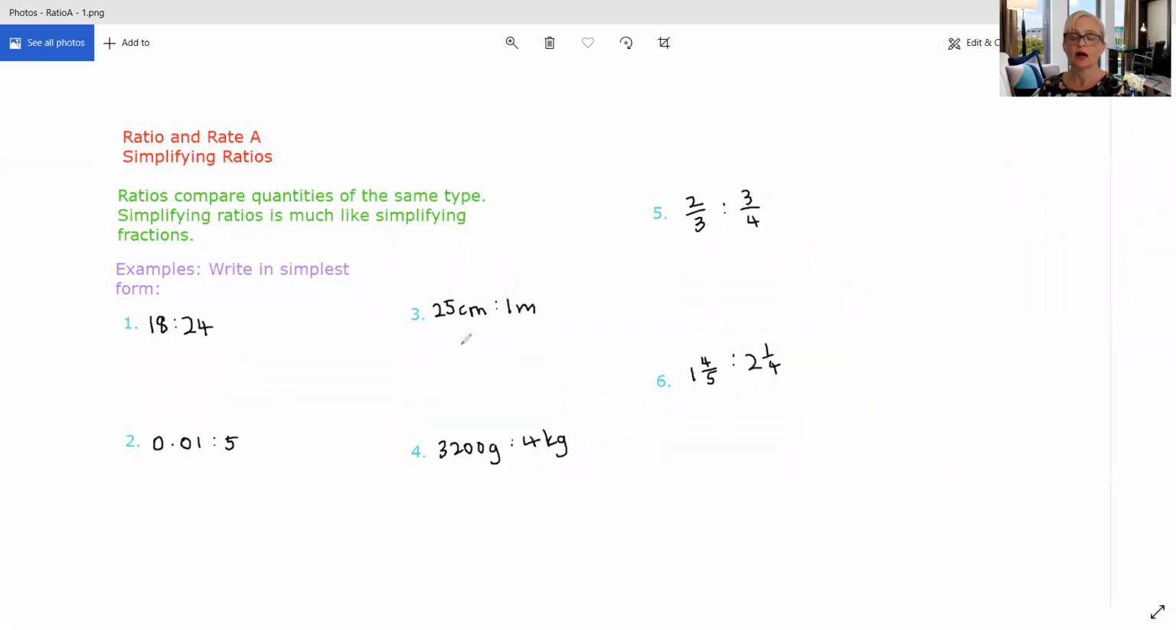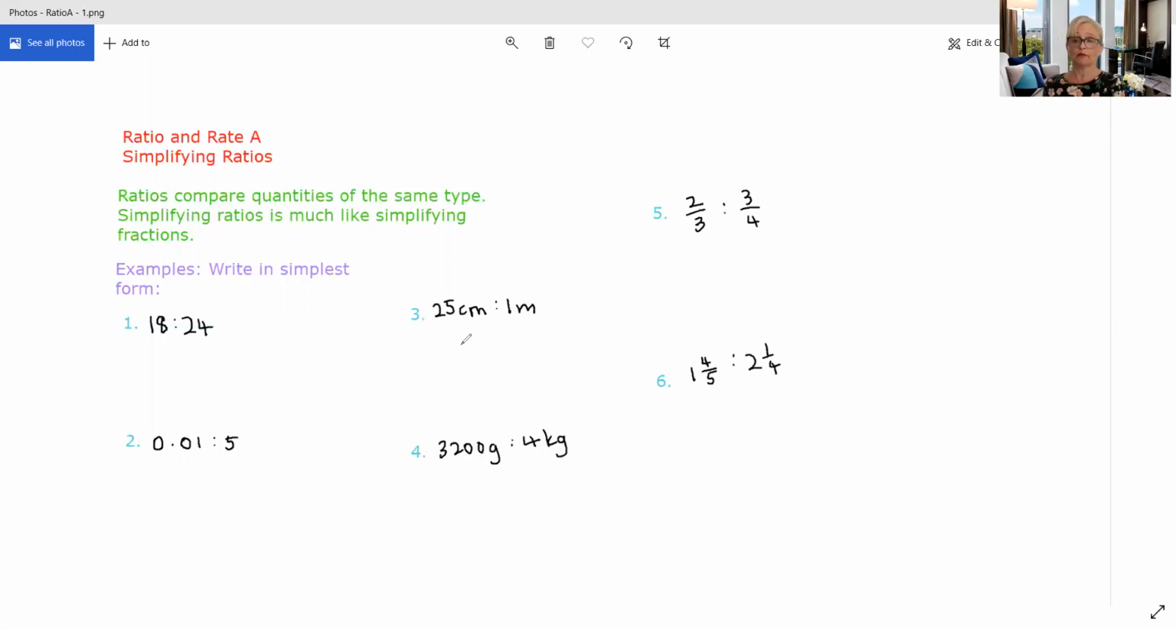J. I'm going to do a series of videos about ratio and rate. To start with, I wanted to just do some simple examples of ratios and how we simplify those. A ratio is when you compare quantities of the same kind. So you might be saying that the ratio of girls to boys in a class is 10 to 11, or the ratio of length to width of a room is 4 to 3 or something like that.